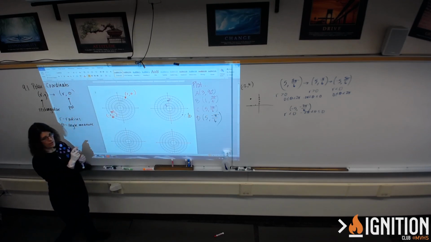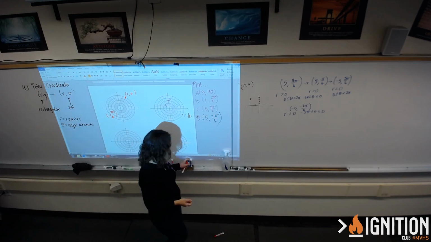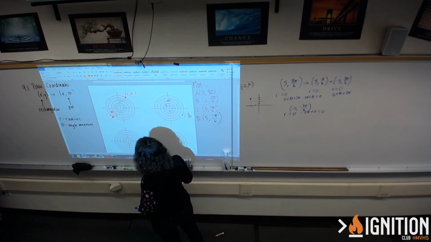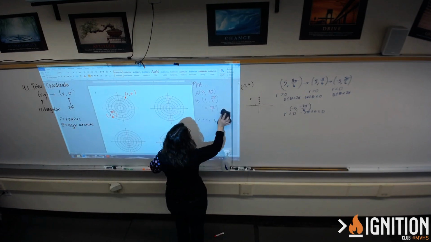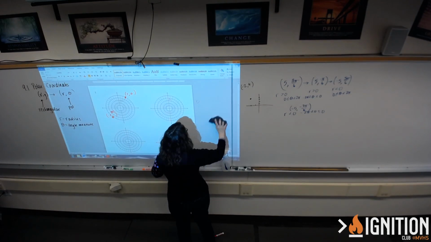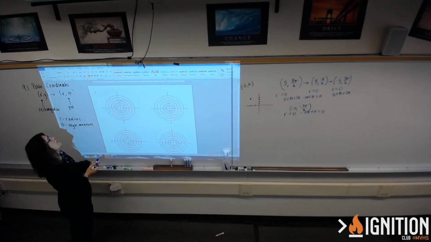2 pi minus theta. Wait, is it like theta plus? Well, it could be theta. It depends on which quadrant you're in. Okay, so I'm going to give you one point, and you're going to find all the possibilities.